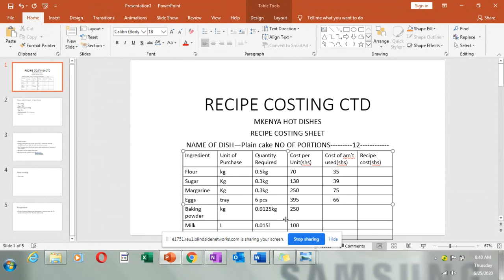Then baking powder, 0.0125 times 250. 3.125.